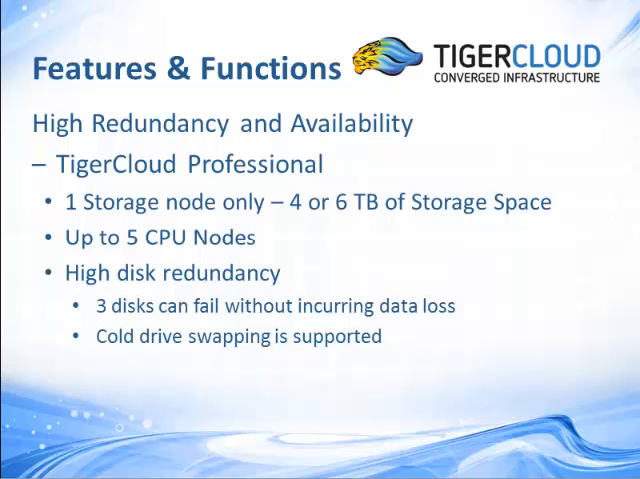With one storage node, you might have 4 or up to 6 terabytes of storage space available to you, depending on the model that you choose. You can then connect up to 5 CPU nodes, or P nodes, to that one storage node. That storage node has a high disk redundancy, meaning that up to 3 of those hard drives can fail without any data being lost on your system. If you do experience a drive loss, you can shut down the environment and replace that drive.